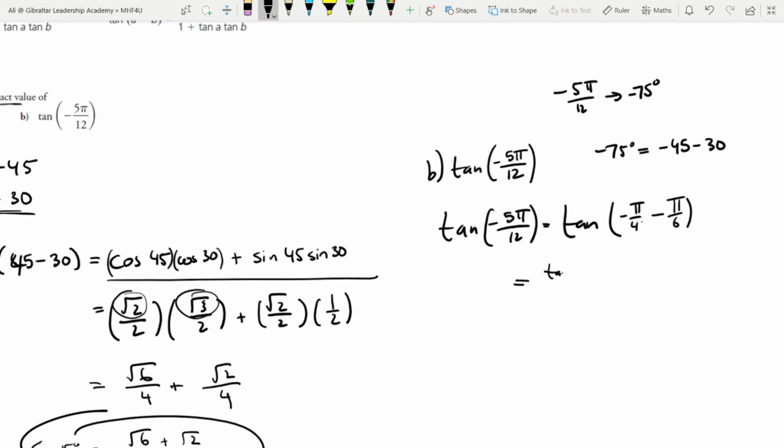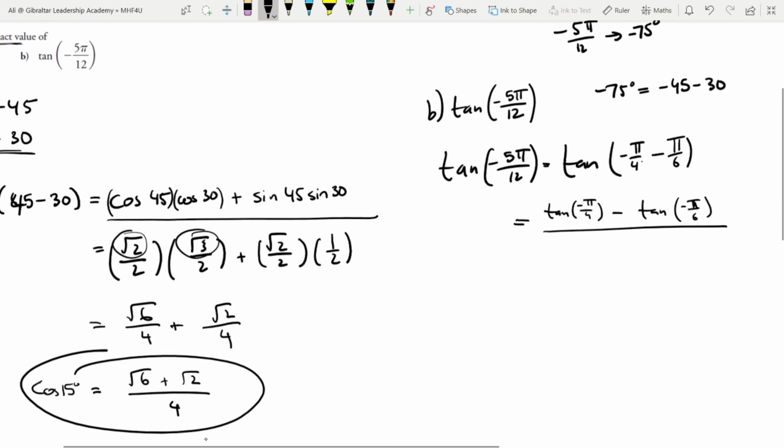So tan A would be negative pi over 4 minus tan of B, which would be tan of negative pi over 6, all over 1 plus tan A, which is negative pi over 4, times tan B, which is negative pi over 6. Let's figure out what we know.